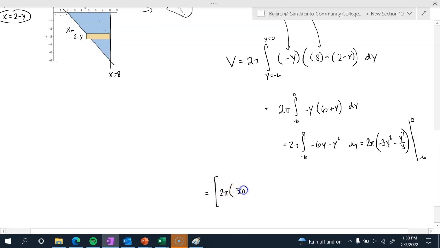Negative 3 times 0 squared minus 0 cubed over 3, minus, and then we'll plug in negative 6. 2 pi times negative 3 times negative 6 squared minus negative 6 cubed over 3. Okay, and if I did everything correctly, this should end up being a positive number, hopefully.